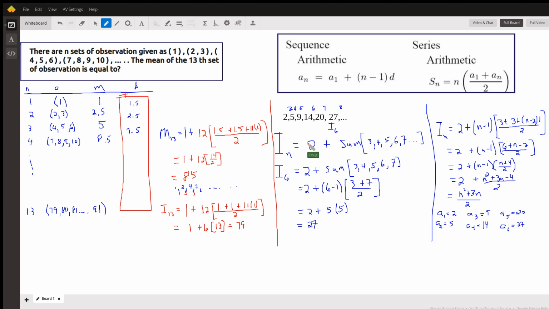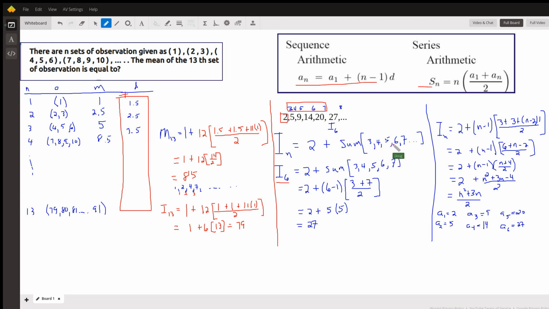So one way to determine the nth term, or in this specific example, the sixth term of 27, is to realize that if you take the first term here and add on the sum of these differences, you'll end up with the term that you're looking for. Because 2 plus 3 plus 4 plus 5 plus 6 plus 7 gives you the 27. But the 3, 4, 5, 6, 7, that is an arithmetic sequence. So we can use these formulas to determine that sum.